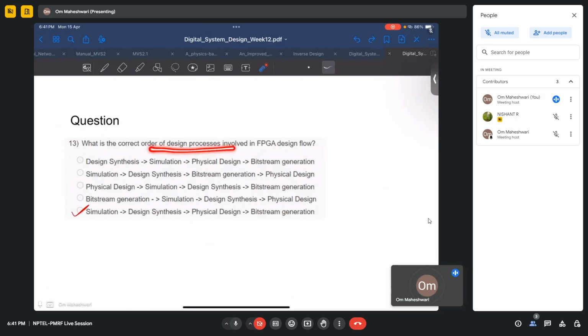Correct order of design process involved in FPGA design flow. First we do simulation or the HDL, then design synthesis, then physical design and bit stream generation, which is finally fed to the FPGA hardware.